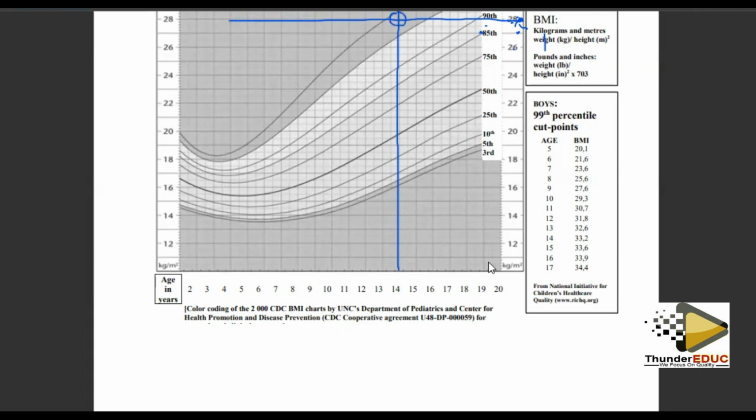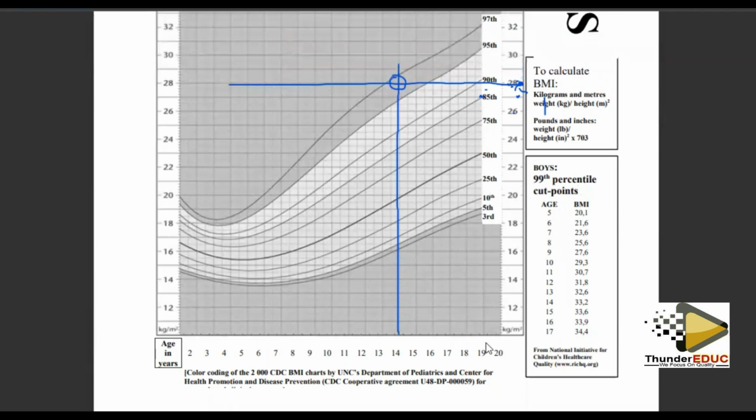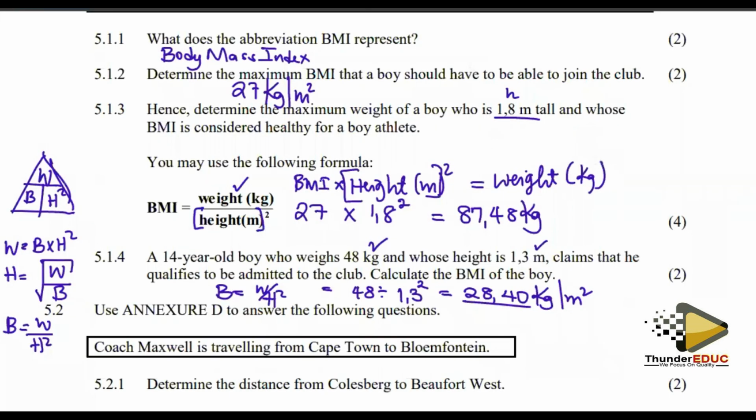It's already too far. So it's above the 85th percentile, and so the boy does not qualify. Why? The coach wants between the 5th percentile and the 85th percentile. For him it is above this already. So he does not qualify.